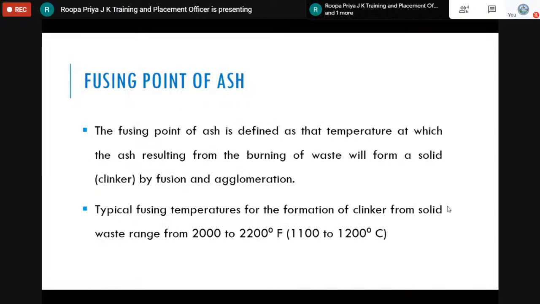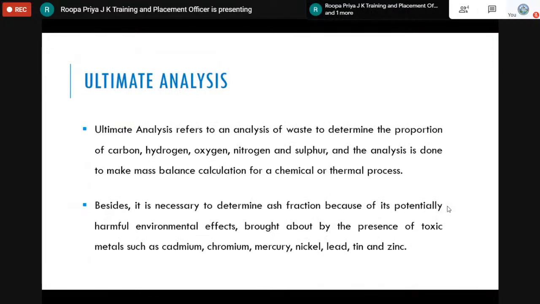The fusing point of ash. The fusing point of ash is defined as that temperature at which the ash resulting from the burning of the waste will form a solid called clinker by fusion and agglomeration. Typical fusing temperatures for the formation of clinker from solid waste range from 2000 to 2200 degrees Fahrenheit, that is 1100 to 1200 degrees centigrade. Next, ultimate analysis.